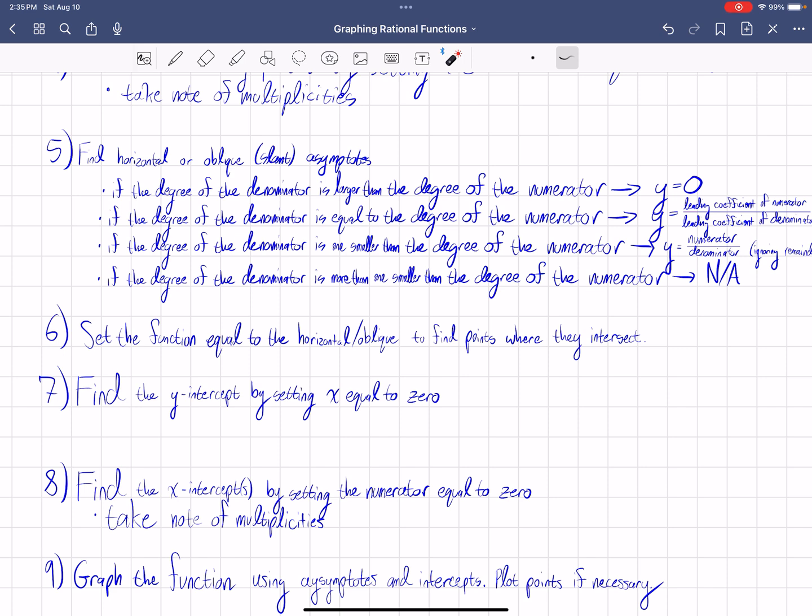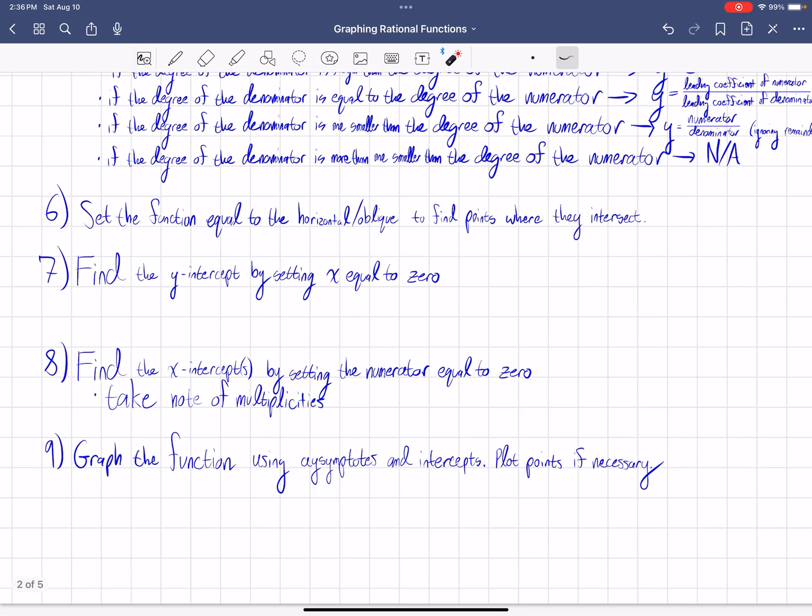And just like every other graph, you find the y-intercept by setting x equal to 0. Number 8, find the x-intercepts by setting the numerator equal to 0. So you'll take the numerator of the rational function and set it equal to 0. And just like with the vertical asymptotes, keep track of the multiplicities of those x-intercepts. Again, that'll be useful when you're graphing.